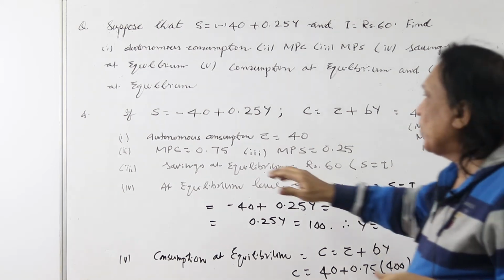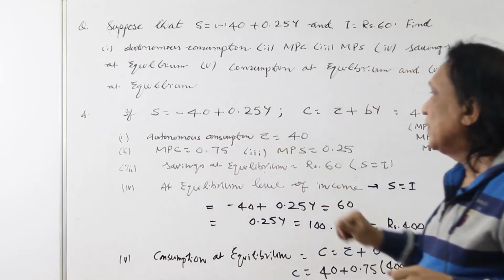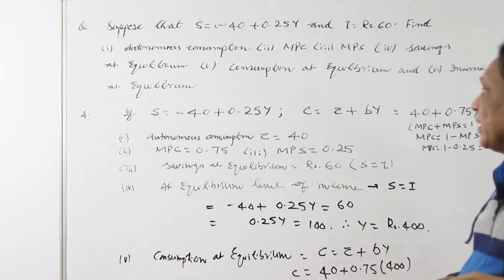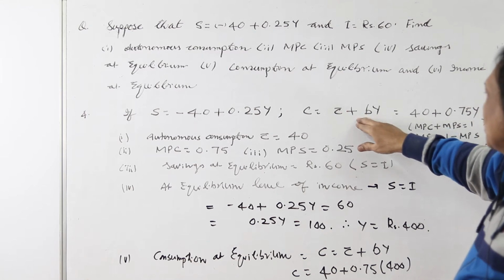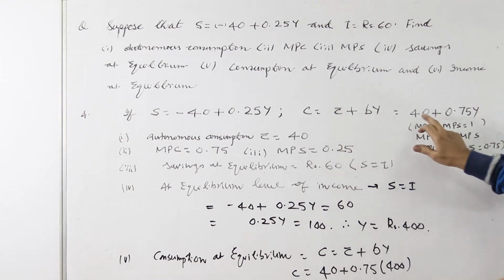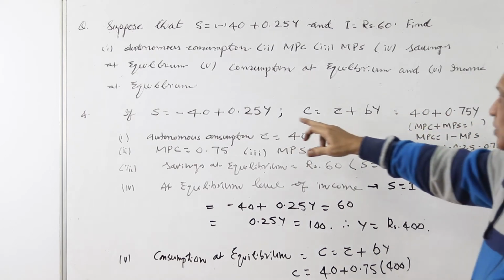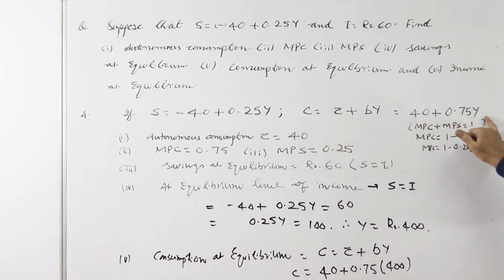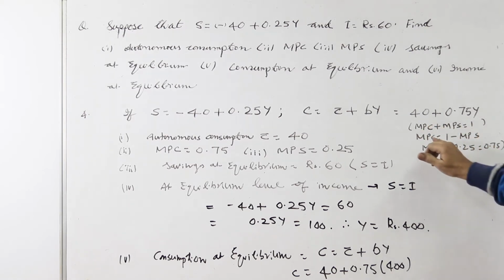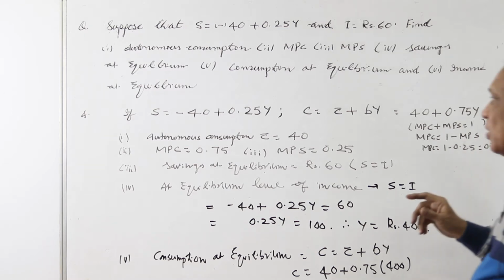Now let's put the values here and find out one by one. Autonomous consumption, that is C bar, is given to you here. We put this equation as 40. We got it from here. Minus 40 becomes 40, and 0.25 becomes 0.75y. How did it become 0.75y here? MPC plus MPS is equal to 1. MPC is equal to 1 minus MPS. MPC is equal to 1 minus 0.25. It becomes 0.75.